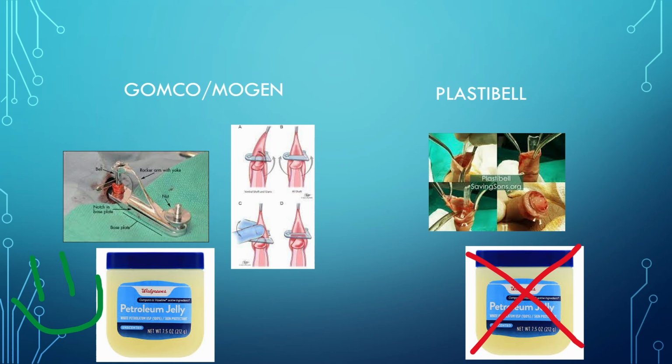There are three different types of circumcisions that can be done. The Gomco and the Mogen are on the left side of this slide, a picture of both of them. The Mogen is the one kind of right in the middle with the white background. That one's not used much anymore. The Gomco, the one on the way left, is the common one used. Both of them remove the foreskin.